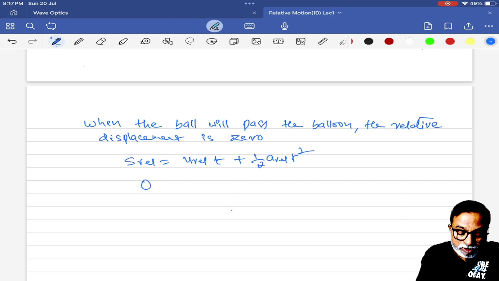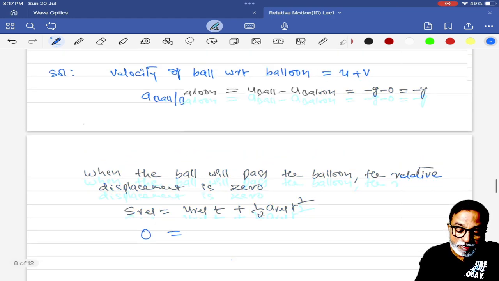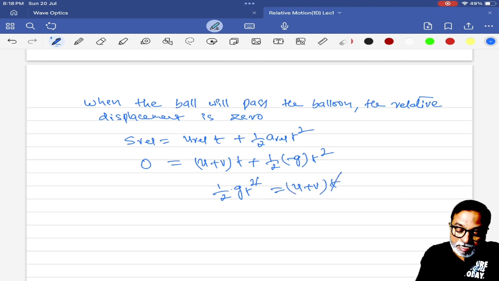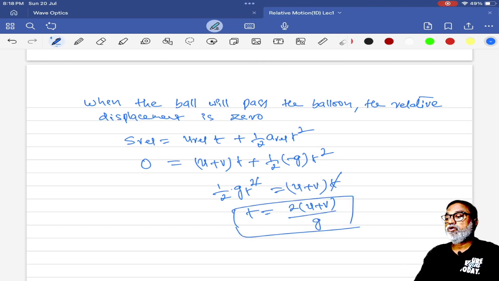Here relative displacement 0. UREL is u plus v into t plus 1 by 2 AREL, which is minus g, into t square. This becomes 1 by 2 g t square is equal to u plus v into t. Here t gets cancelled. Therefore, t is equal to 2 into u plus v by g. This is just like t is equal to 2u by g, where u here is the relative velocity u plus v.